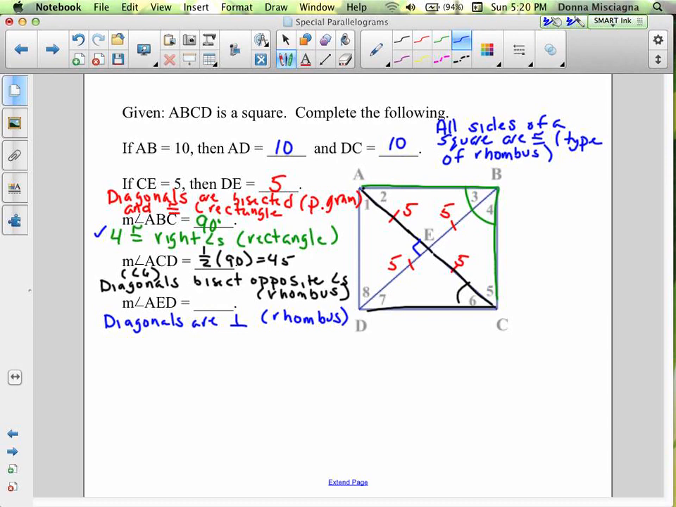All right, so because the diagonals are perpendicular, we know that it's a 90-degree angle, and the measure of angle AED is 90 degrees. All right, so these are all done. These ones were in your notes. I'm going to do some more that were not in your notes. You might want to take some notes because they'll help you do the homework.